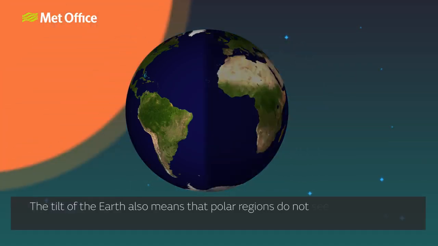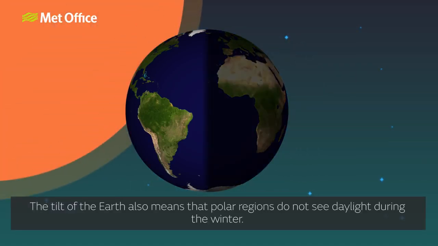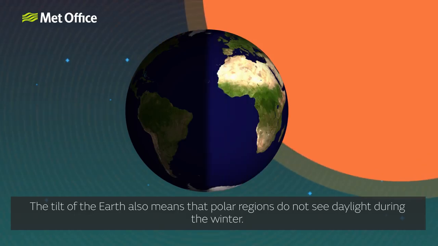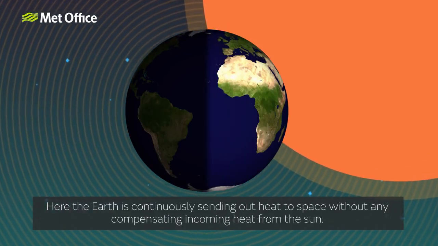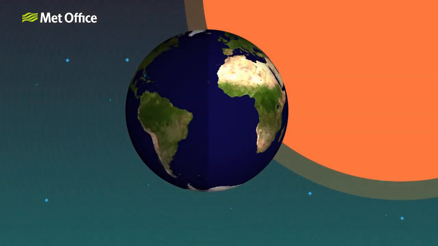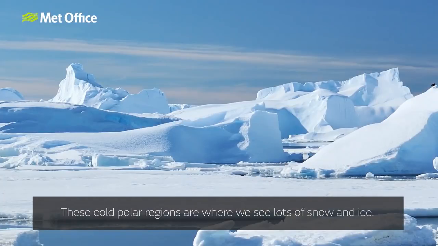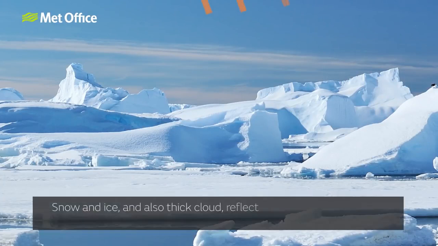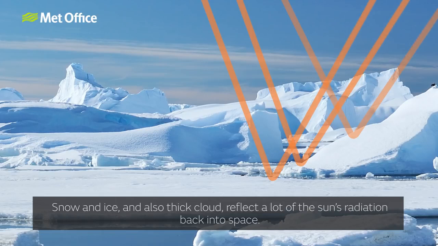The tilt of the Earth also means that polar regions do not see daylight during the winter. Here the Earth is continuously sending out heat to space without any compensating incoming heat from the sun. These cold polar regions are where we see lots of snow and ice. Snow and ice, and also thick cloud, reflect a lot of the sun's radiation back into space.